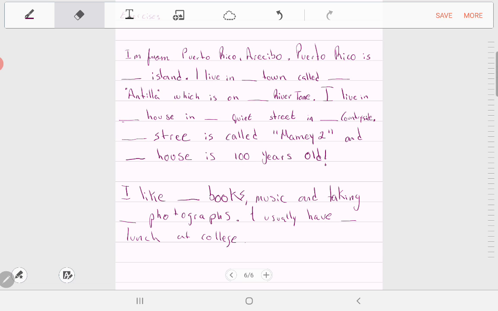Let's begin. First sentence. I am from Puerto Rico, Arecibo. Puerto Rico is a blank island.